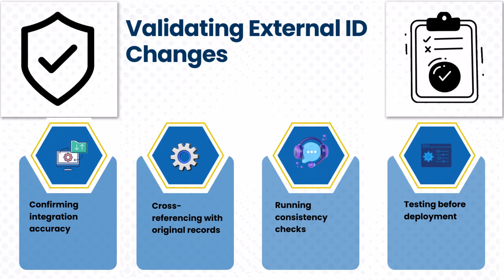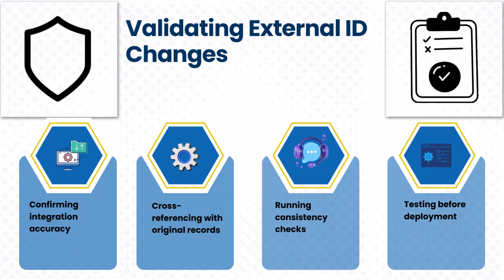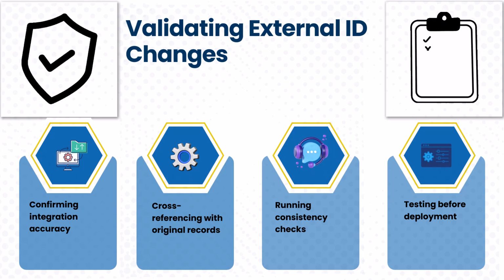Validation is where the magic happens, or where errors reveal themselves. Cross-referencing helps ensure you're not making changes based on faulty data. Consistency checks prevent mismatched values. Integration accuracy ensures that your updates actually work across systems. And testing before deployment, because skipping it is like driving blindfolded.